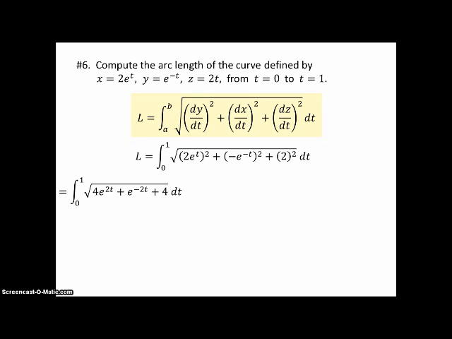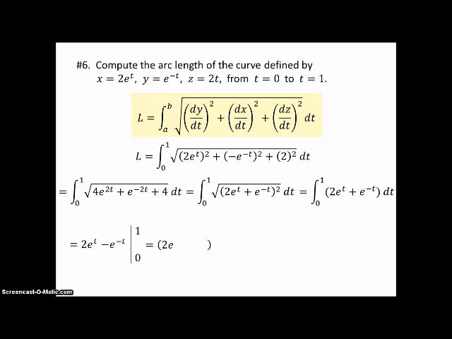However, this one I happened to notice was a perfect square. Then the square root and the square cancel. Everything is positive, so I don't have to worry about absolute value. This is easy to integrate. Throw the 1 and the 0 in, and we can have an exact answer, or if you prefer, an approximate decimal answer.